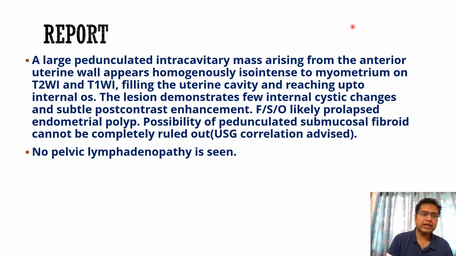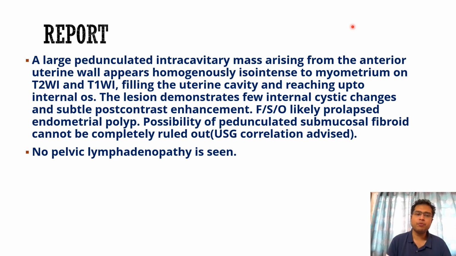This is the report that I had given: there was a large pedunculated intracavitary mass arising from the anterior uterine wall, which appears homogeneously iso-intense to the myometrium on T1 as well as T2 weighted images, filling the entire uterine cavity and reaching up to the internal os. There was mild dilatation of the endocervical canal as well. The lesion demonstrates a few internal cystic changes and subtle post-contrast enhancement.